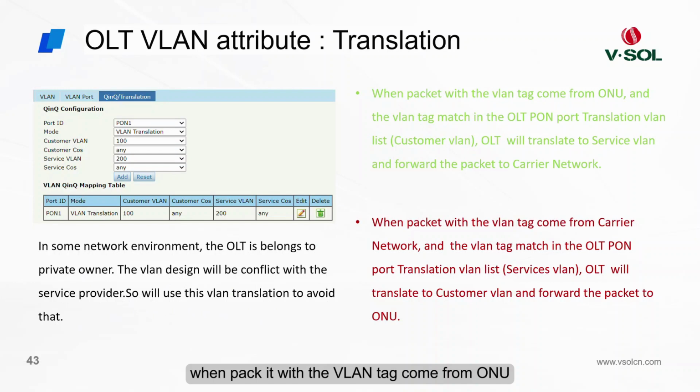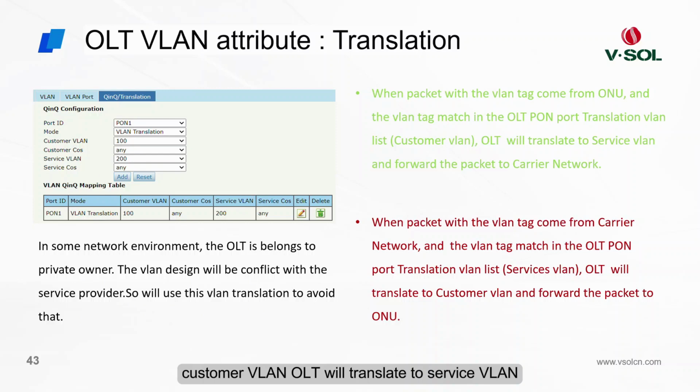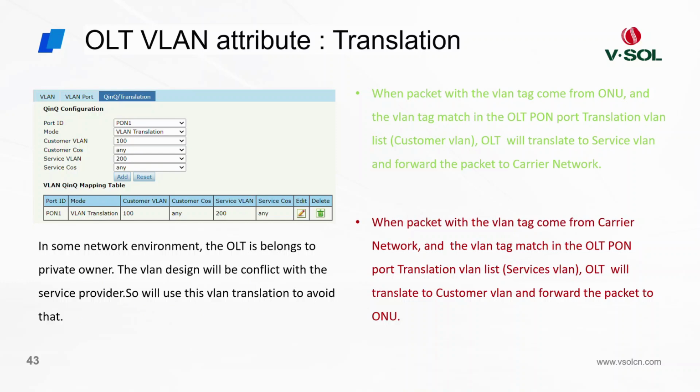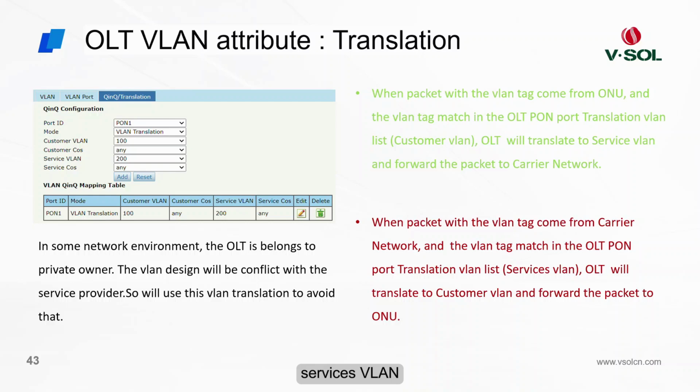When a packet with a VLAN tag comes from the ONU, and the VLAN tag matches the customer VLAN in the OLT PON port translation VLAN list, the OLT will translate it to the service VLAN and forward the packet to the carrier network. When a packet with a VLAN tag comes from the carrier network, and the VLAN tag matches the service VLAN in the OLT PON port translation VLAN list, the OLT will translate it to the customer VLAN and forward the packet to the ONU.